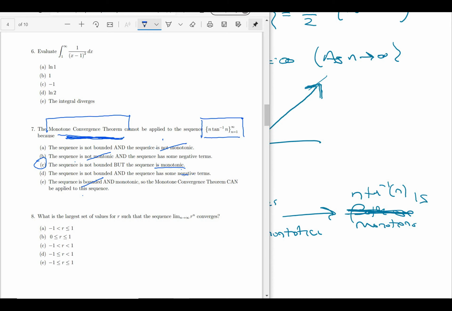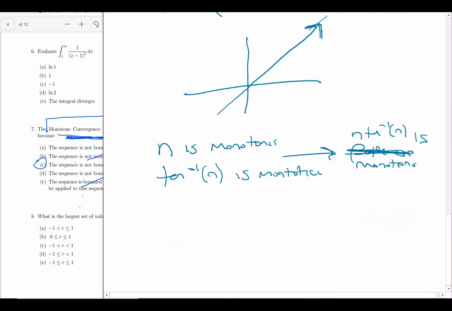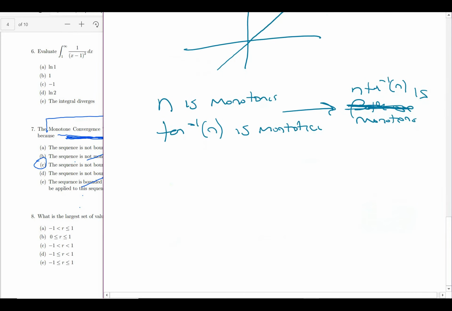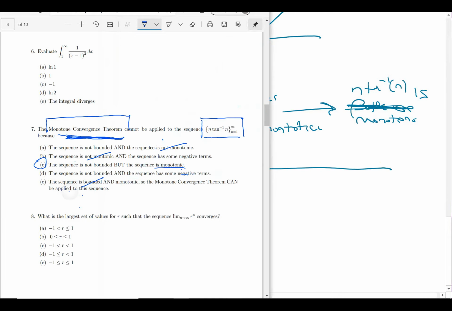So the reason is, it needs to have a bound. It's not constrained within a bound. Therefore, we cannot use the monotonic convergent theorem, because it states that yes, it's monotonic, but there exists a bound. Yes, this is monotonic, but there does not exist a bound. So that's where it collapses, and that's the key right there.